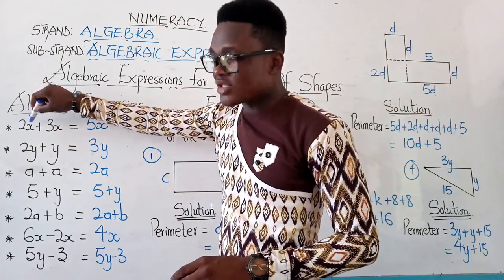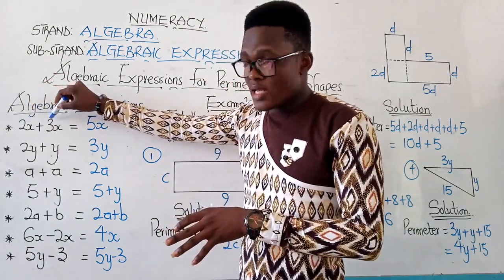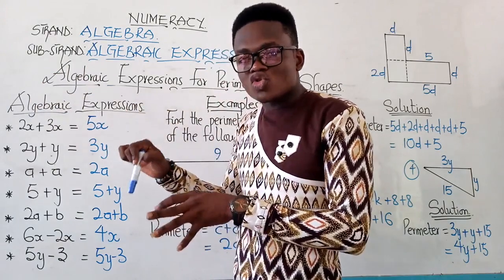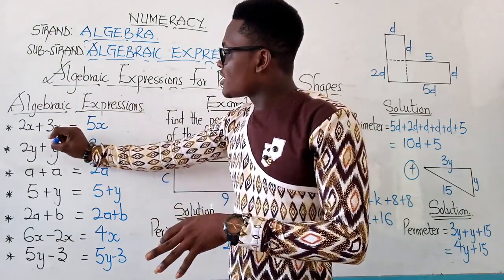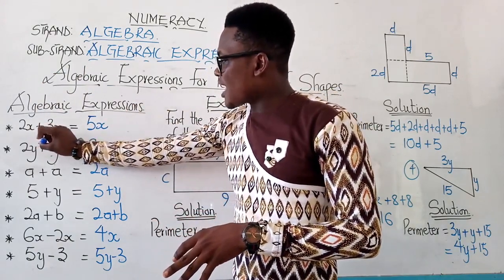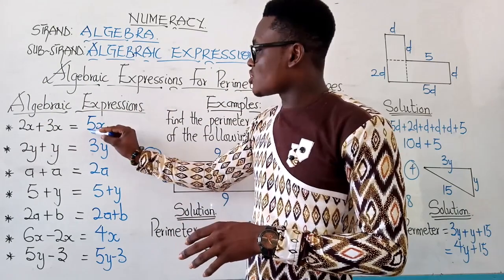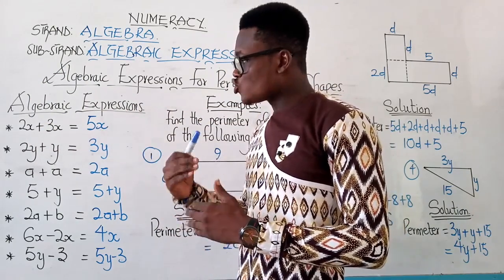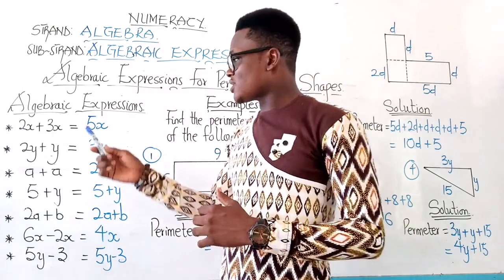The number is multiplying what? The variable. Okay, so 2x means what? 2 times x, and then we have what? 3x. So 2x plus 3x will give us what? 5x.